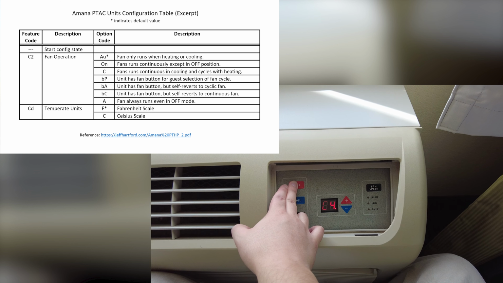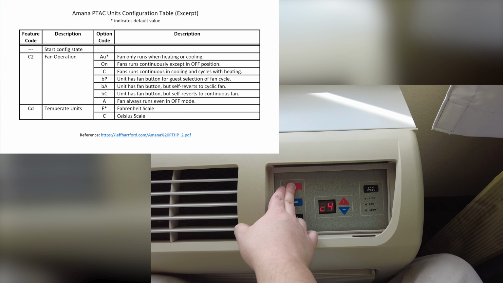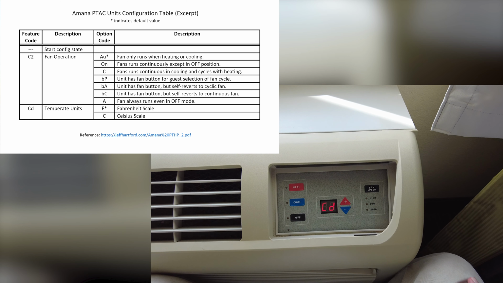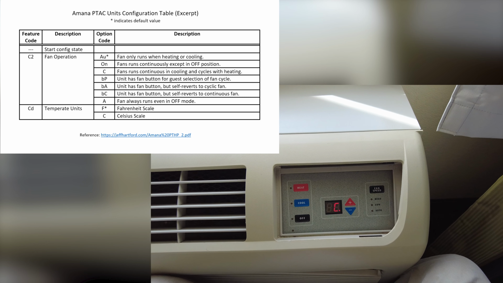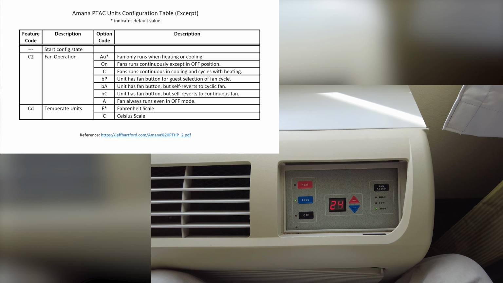And another option you might want to adjust is option CD, which is the temperature units. So just scroll to option CD, and then use the plus or minus arrows to enter F for Fahrenheit or C for Celsius. And to save the settings and exit configuration mode, you just press off, and you'll see here the settings have been changed.